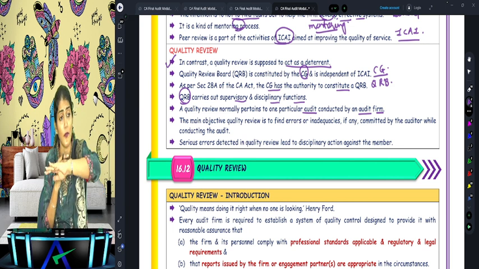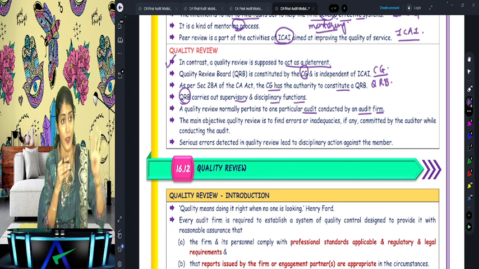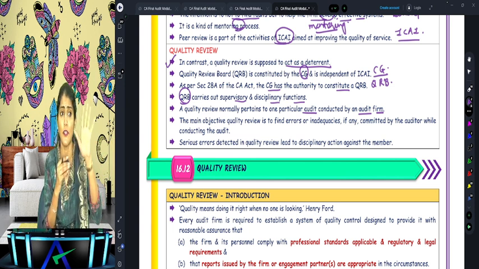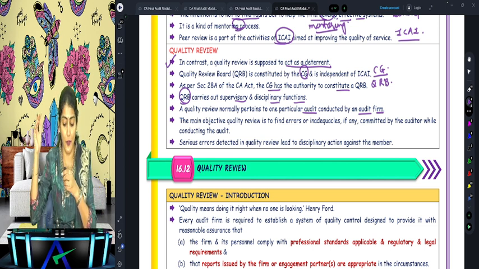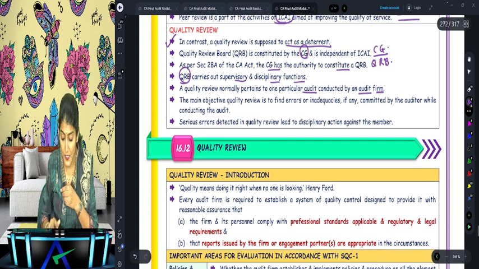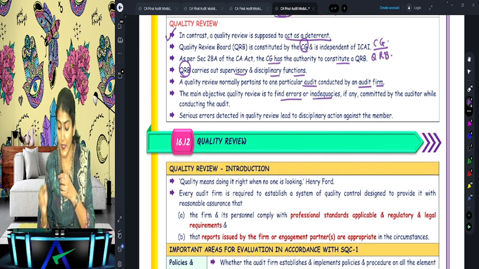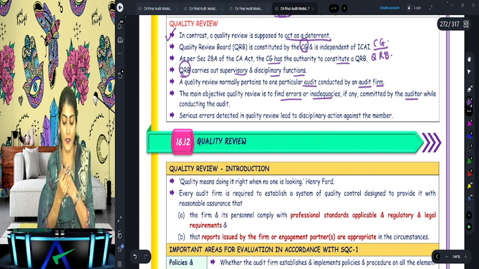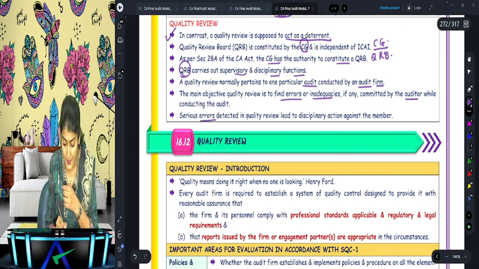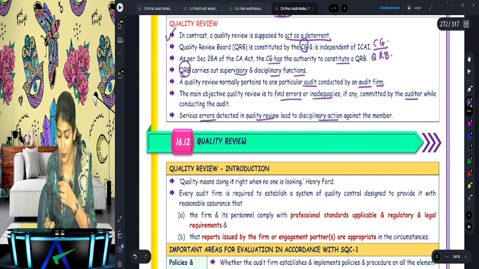What we saw in the year 2022 across all the CA firms in India: only 22 CA firms were selected, and for those 22 CA firms, only 24 files were reviewed. Right, so one particular audit conducted by an audit firm. And what is the main objective of the quality review? To find out the errors or the inadequacies, if any, committed by the auditor while conducting the audit. And serious errors detected in the quality review can also lead to disciplinary action against the member, right?